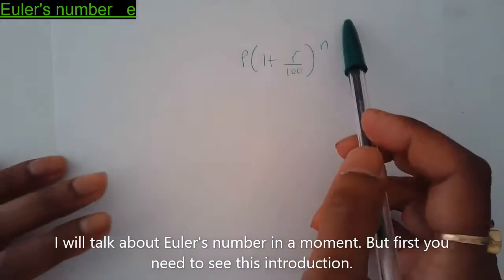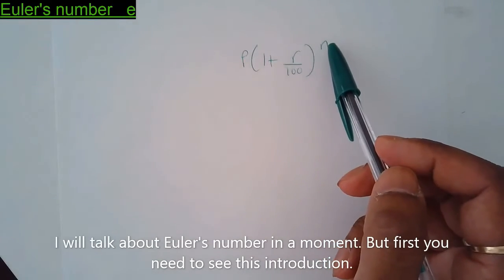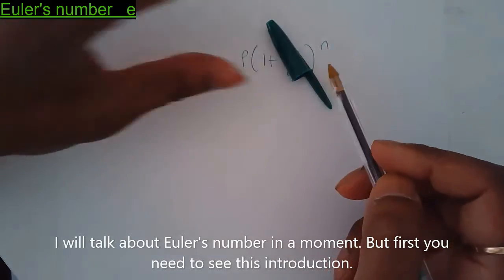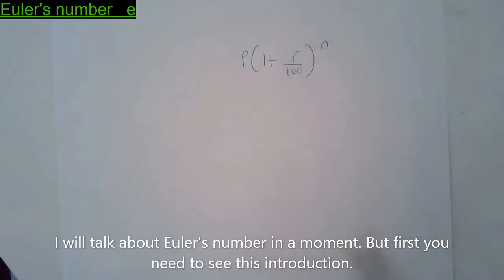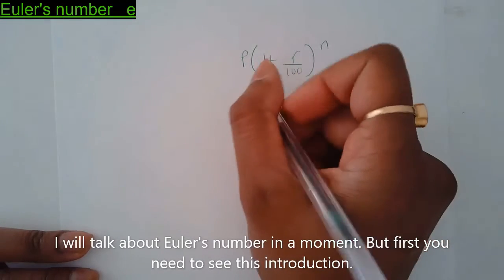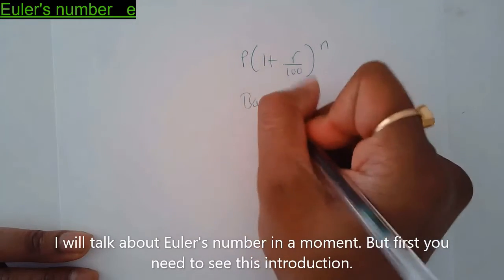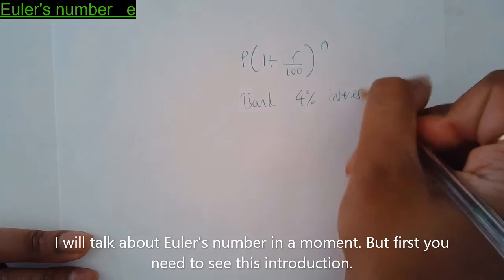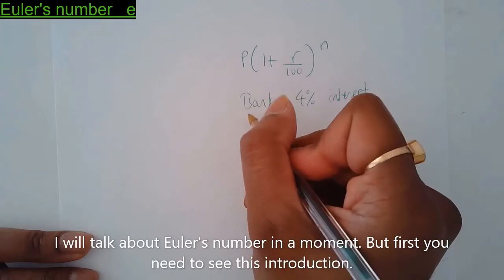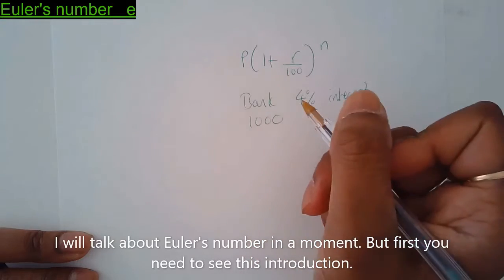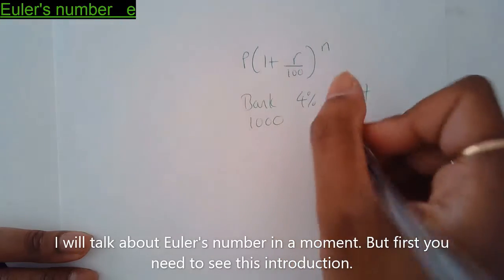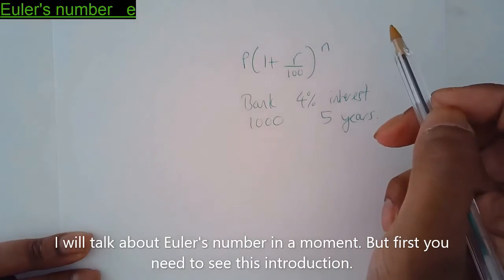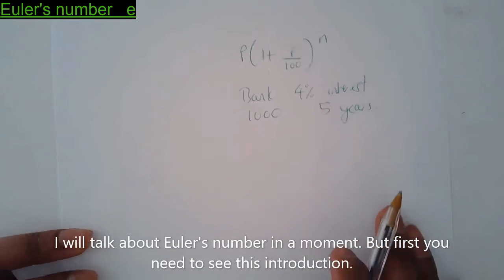This is the formula to work out how much money you'll have when a bank pays a certain interest rate and you leave that money in the bank for a certain number of years. So for example, let's say the bank pays 4% interest. You start off with £1,000 and you leave that amount in the bank for 5 years. So you want to know how much money you'll have in the bank after 5 years.